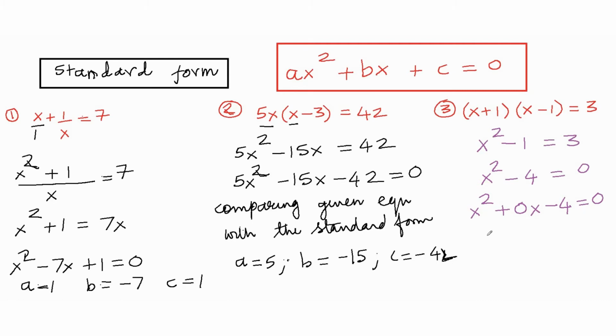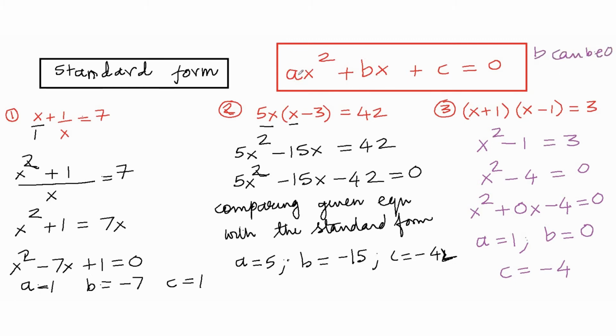Therefore, comparing this with the standard form, we get a is equal to 1. A is the coefficient of x square, which is 1. B is the coefficient of x, which is 0. And c is the constant, which is negative 4, right? So this was one example where we saw that b could be 0. So here I'm going to make a note that maybe b can be 0, right?